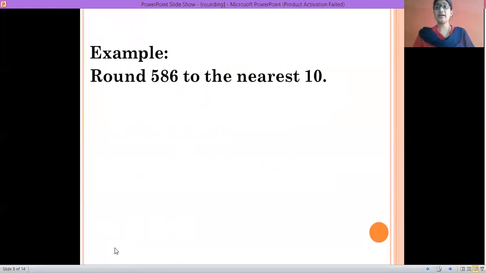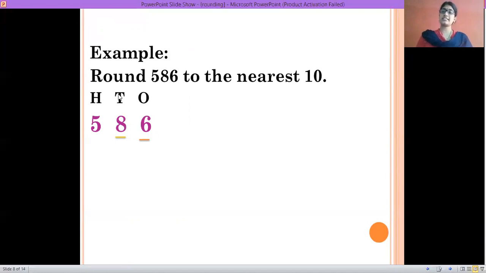Round 586 to the nearest 10. First what we'll do, we'll write the places. Then we'll identify our rounding digit. So here in the question they gave round to the nearest 10. So the digit in the tens place is the rounding digit. Now we'll see the immediate digit which is to the right hand side of this. So that is 6.